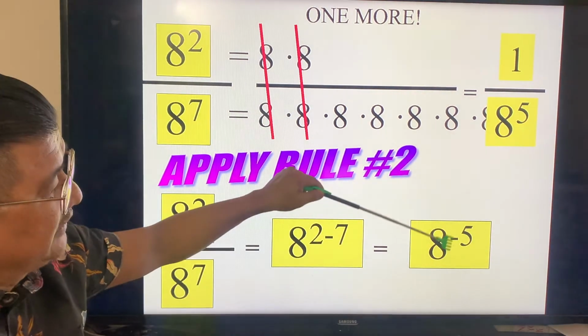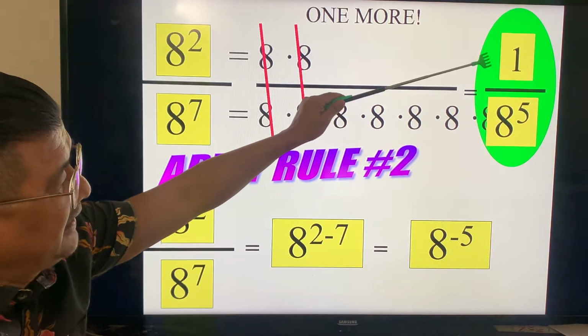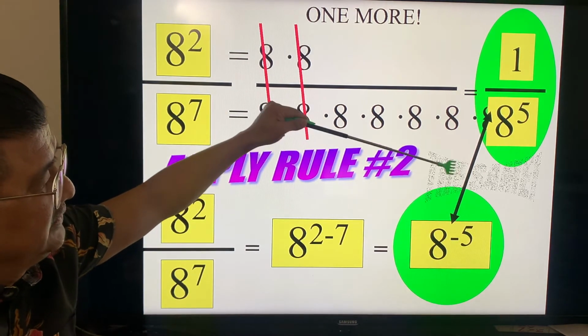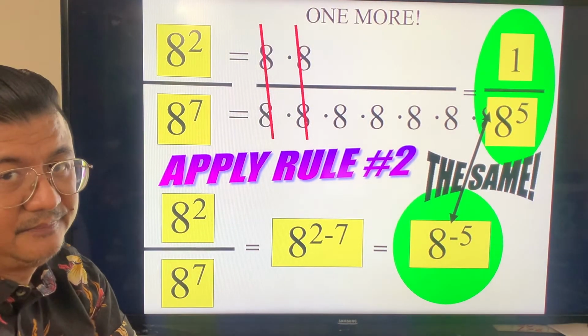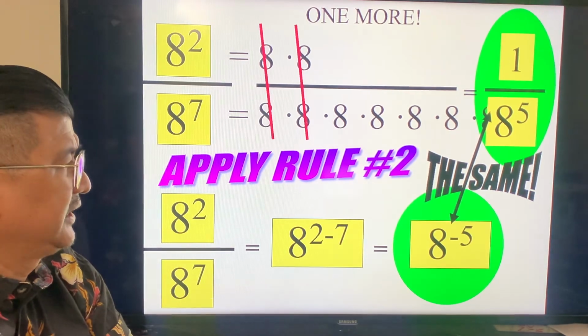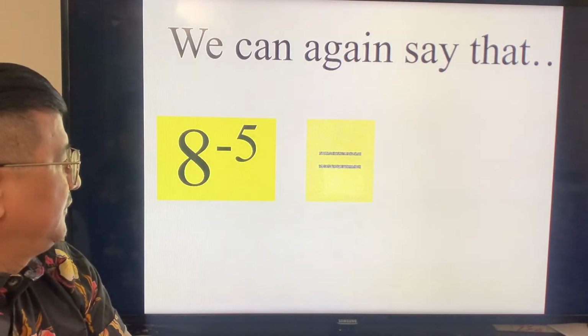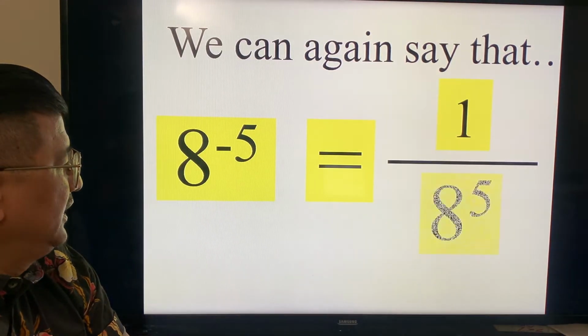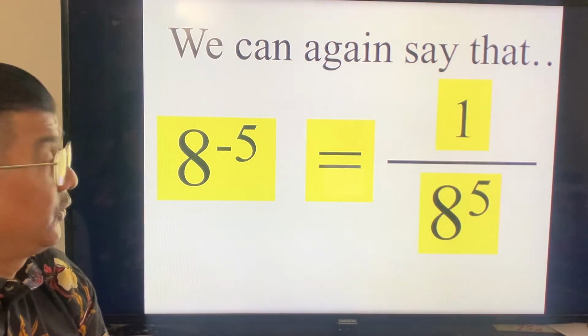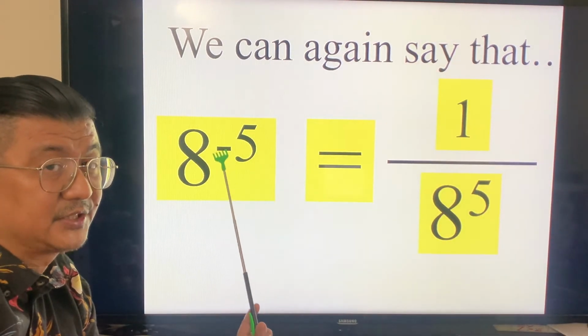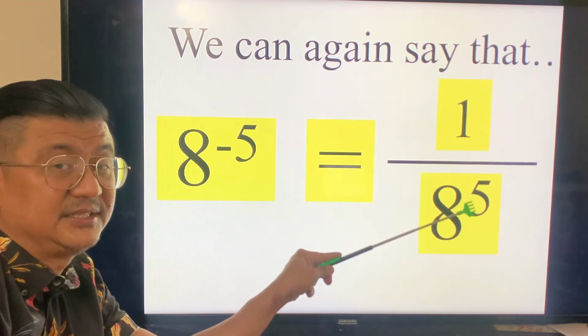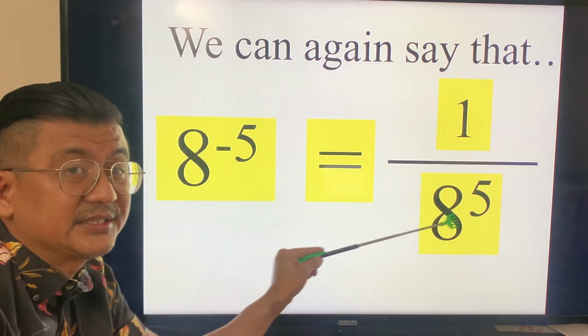Whenever I see a negative exponent, it's the same as that one. They are the same. So I think we can make a generalization now. A to the negative 5th is equal to 1 over a to the 5th. So every time you see a negative exponent, it actually means this way.